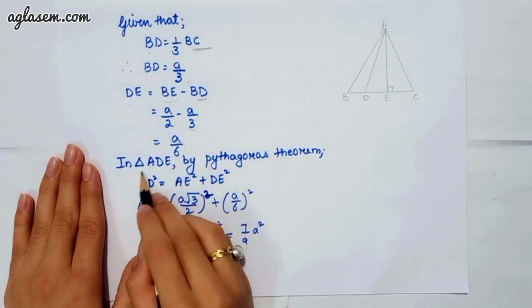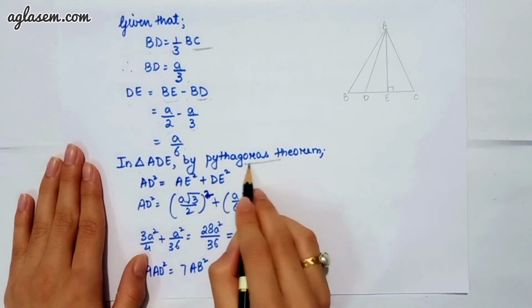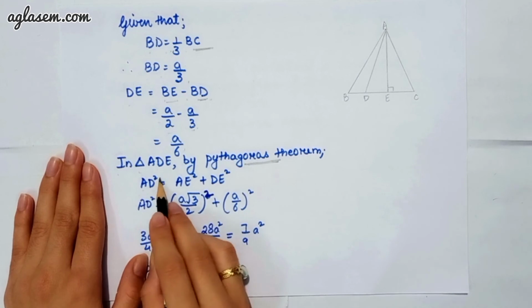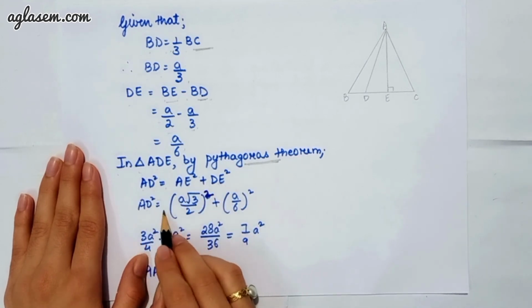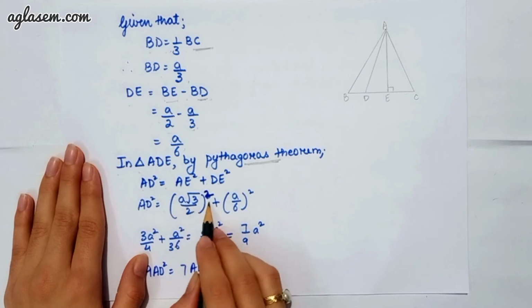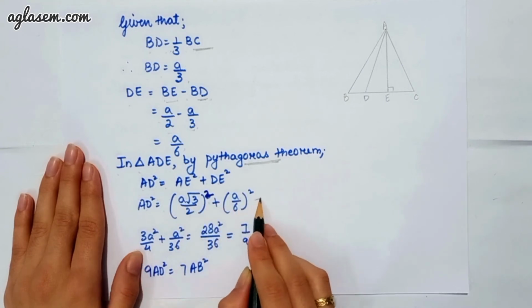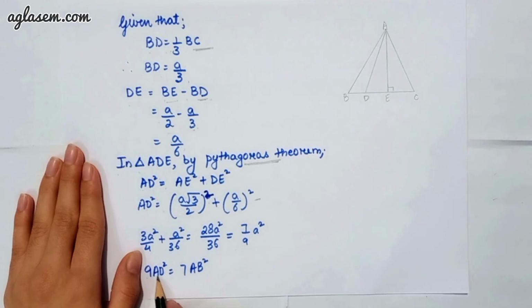So in triangle ADE, we have to apply Pythagoras theorem. AD square is equal to AE square plus DE square. So AD square is equal to (A root 3 upon 2) whole square plus (A upon 6) whole square. Solving this, we will have 9AD square is equal to 7AB square.